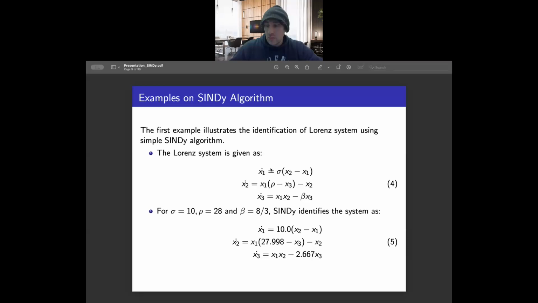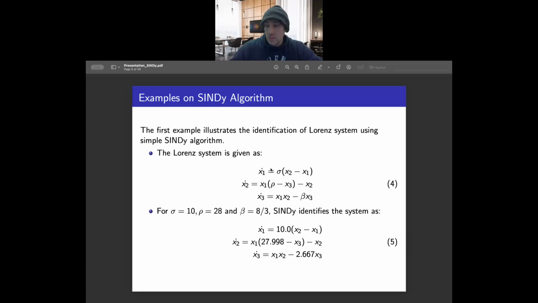and for this system we have sigma equals 10, rho is 28, and beta is 8 over 3. Equation 5 is what SINDy identified. You can see that the sigma we had as 10 is the same, 10.0, for the 28 we are getting 27.998, and for beta, which is 8 over 3, we are almost getting the same, 2.667. And equation 5, as I was saying, is what our algorithm identified.